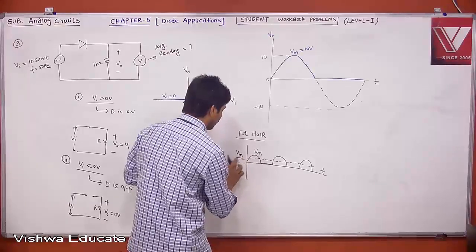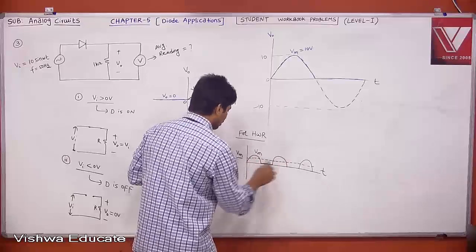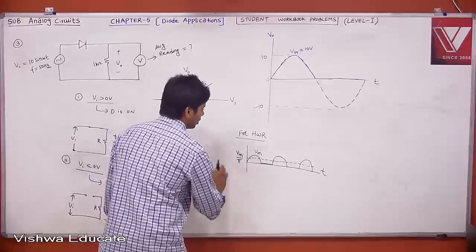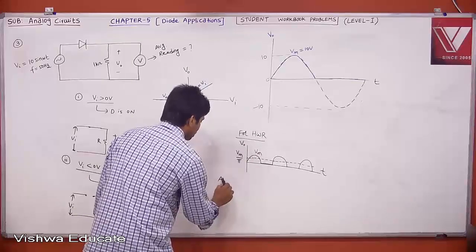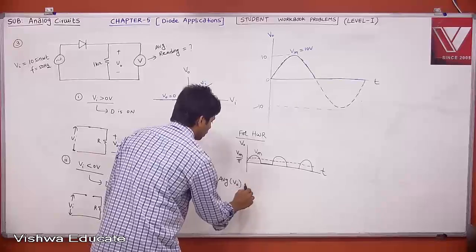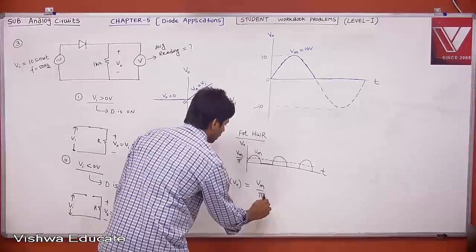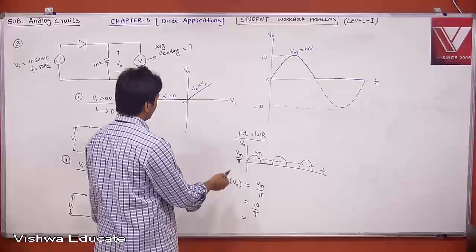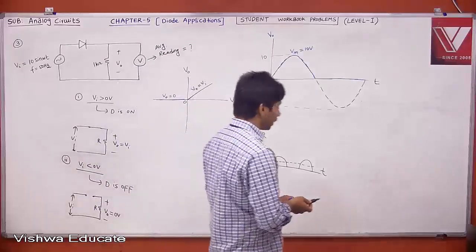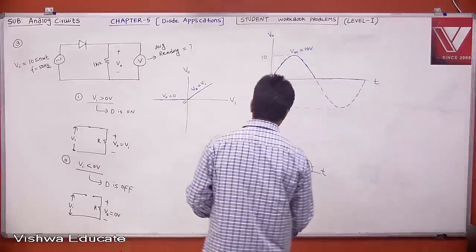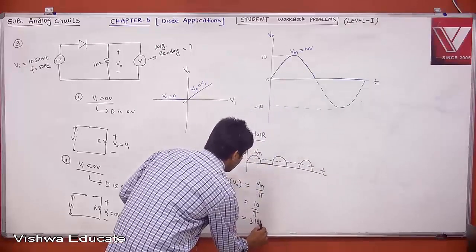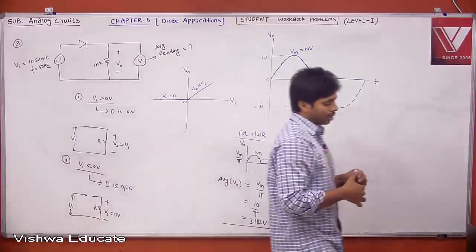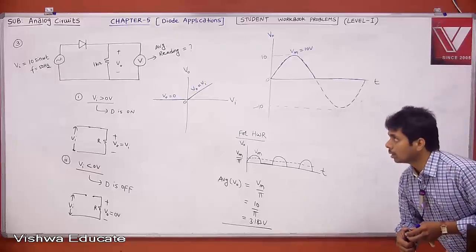For a full wave rectifier, it is 2 Vm by pi, because you will get something like that. Therefore, what is your average value? This is your V0. Therefore, the average of V0 is equal to Vm by pi. What is Vm? 10. 10 by pi is close to 3 volt. Because this is fill in the blank, you have to calculate accurately. That is 3.183 volt. This is the answer. Okay, take it. Then we will solve problem number 4.